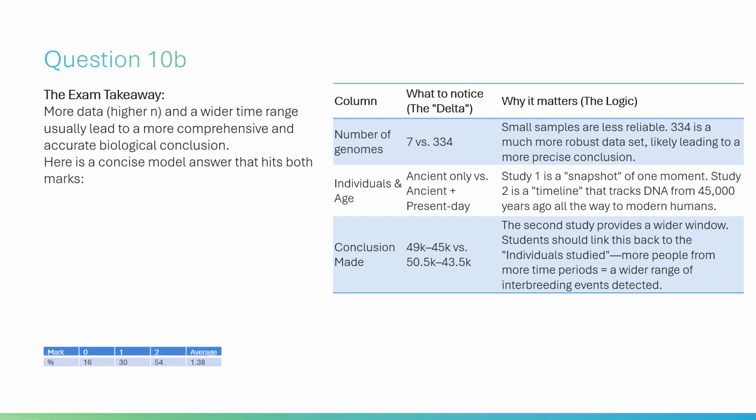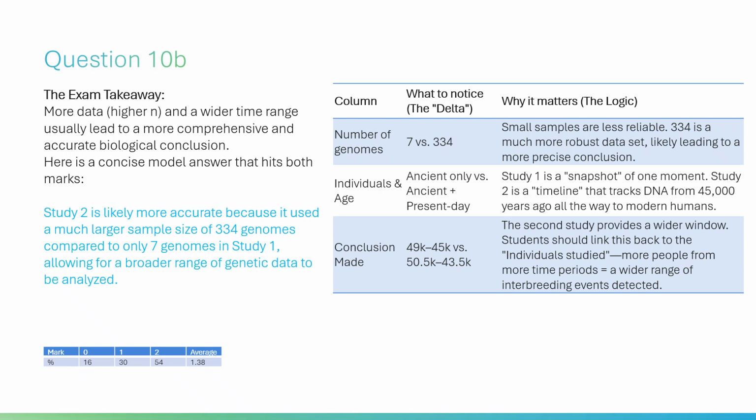Here is a concise model answer that hits both marks. Study 2 is likely more accurate because it used a much larger sample size of 334 genomes compared to only 7 genomes in Study 1, allowing for a broader range of genetic data to be analyzed.